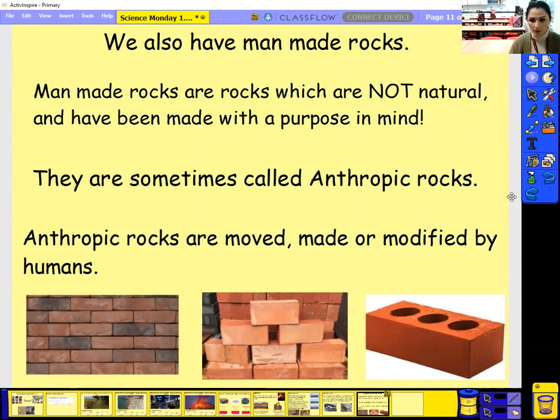So the best one that I can think of that's an anthropic one is brick. So brick that we use for houses, or concrete. That is a rock that is anthropic, that we have made by ourselves.